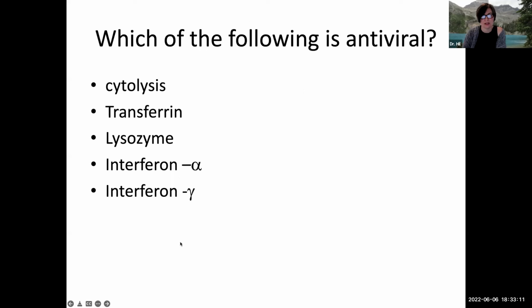Let's go through each of these and decide if they are antiviral. Okay, so these are a bunch of defenses that you have in your innate immune response. Let's start with cytolysis, which is one of the outcomes of the complement system. Is this antiviral, yes or no? And again, you need to weigh in. If you're not sure, 50-50 shot being right.